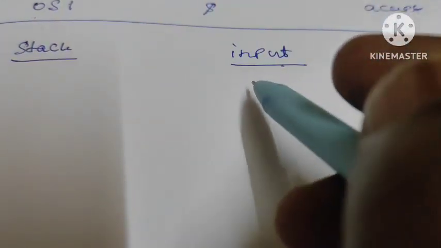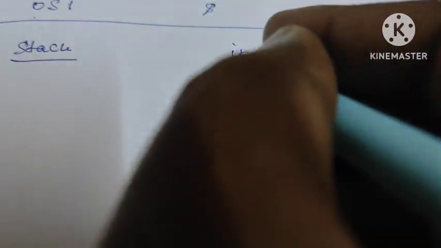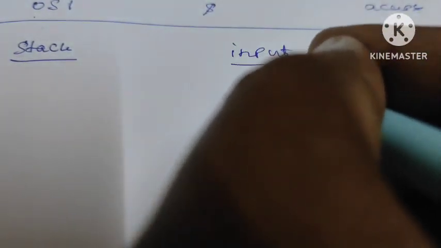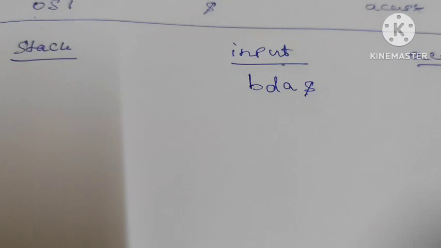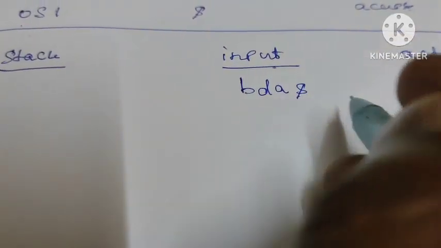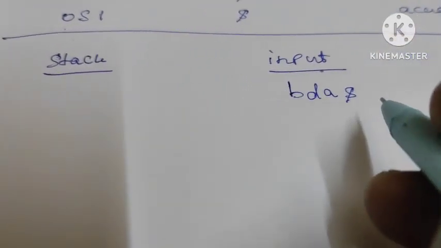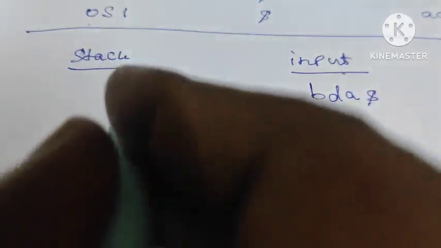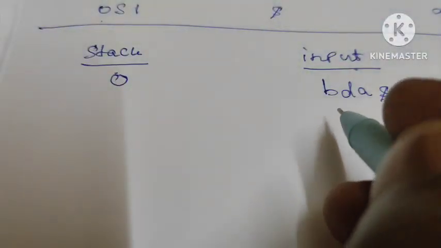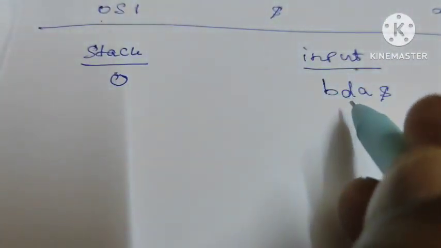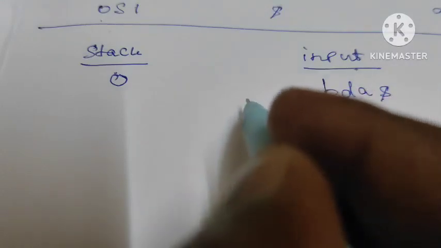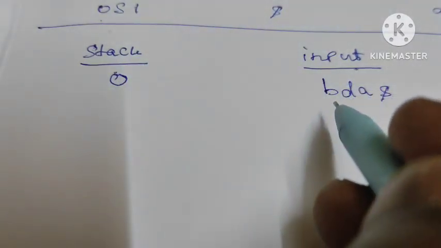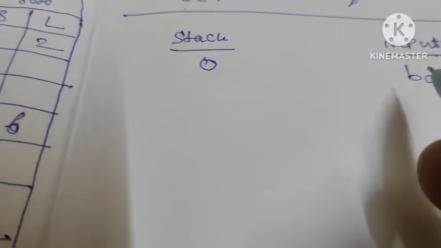Now we take an input string, B, D, A, dollar. The dollar is called the end of the string, and BDA is a valid string. I start with the stack symbol, from item set 0 because that is the first item set. So 0 and BDA: on the left side you have 0 and on the right side you have B. Now you go and check the parsing table.